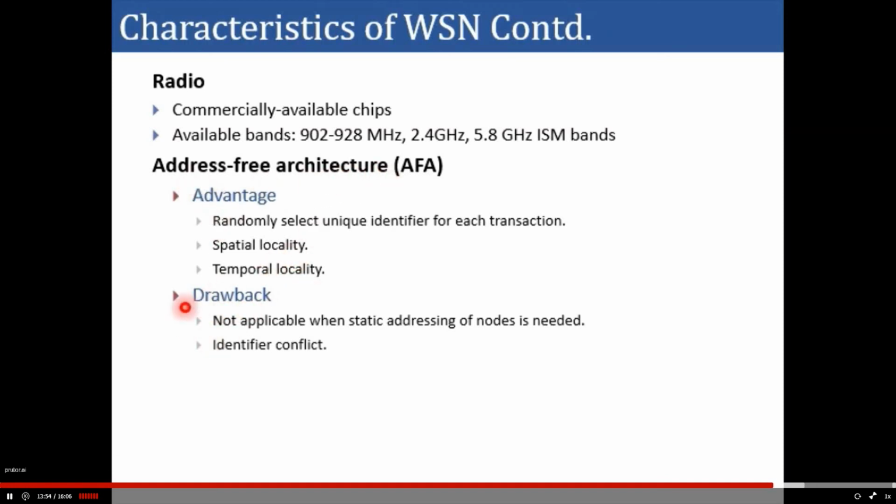Because of having address-free architecture, we have certain drawbacks. One of the major drawbacks is that it is not applicable when the static addressing of nodes is needed. This is particularly applicable in those cases where the node has to send data to the remote server. So in that case, static addressing is required so that the server can authenticate the correct source of data transmission. Sometimes we also have identifier conflicts because the same ID can be available in different environments where different sets of nodes are deployed. So every geographically located environment may have the same type of identifiers. Because of that, the data cannot be transmitted from one geographical area to another geographical area.